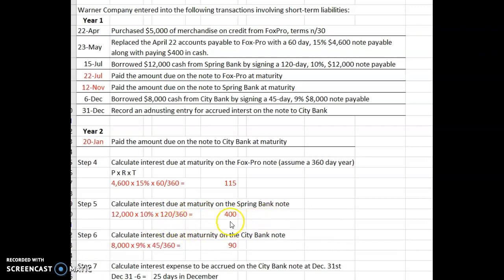Did you calculate $400 of interest due on the Spring Bank note at maturity? That's $12,000 times 10% times 120 over 360. And on the Citibank note, it's $90 worth of interest, $8,000 times 9% times 45 over 360.